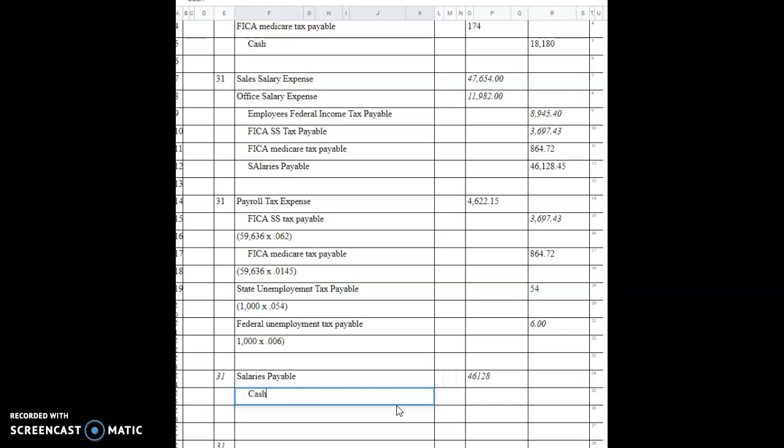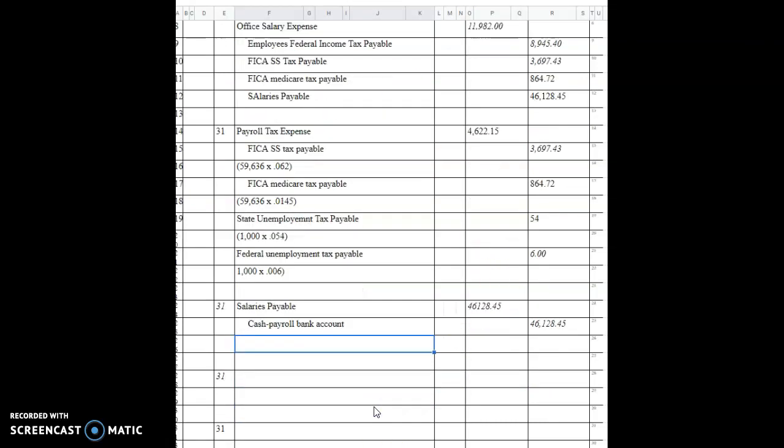We're going to indent here, and we're going to say cash, and this is where we use that payroll bank account. And same amount, $46,128.45. I don't know why that's disappearing on me. $46,128.45. There we go. All right, so that was our easy one.